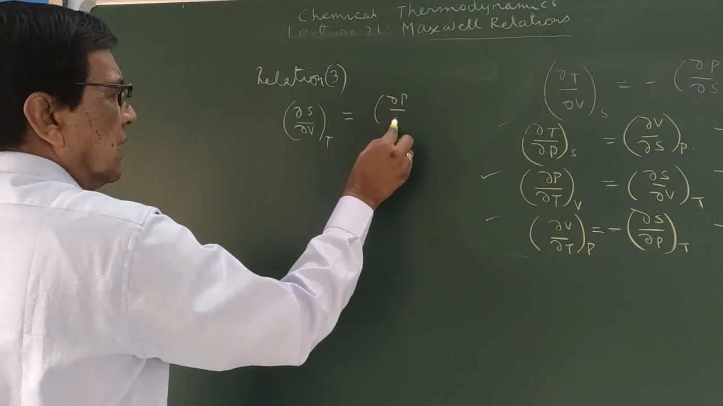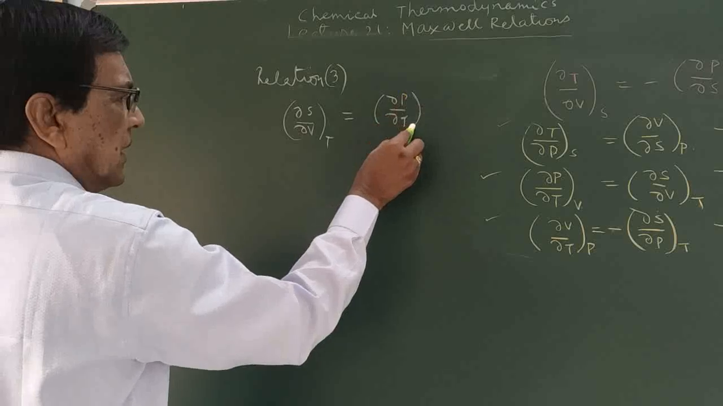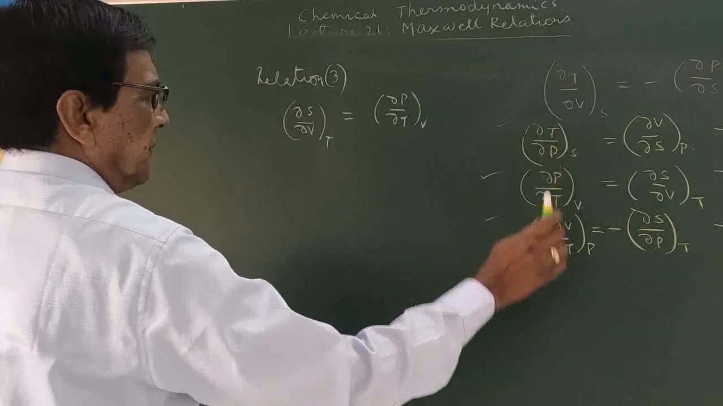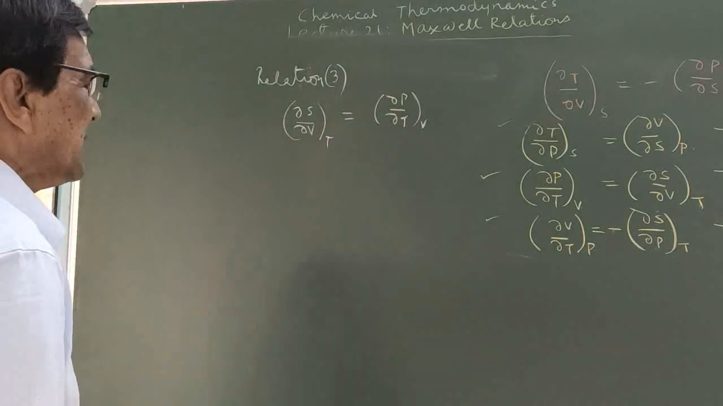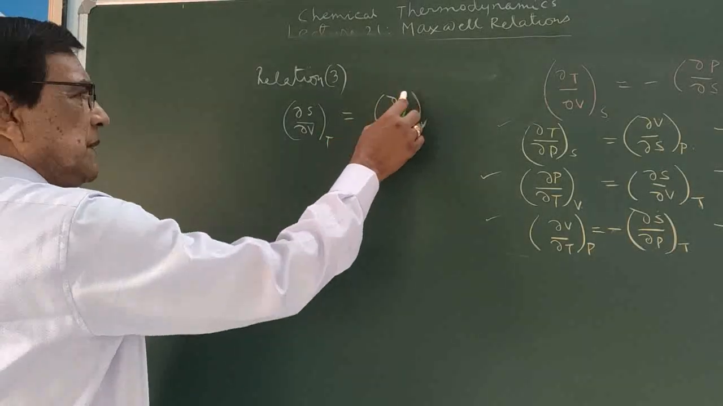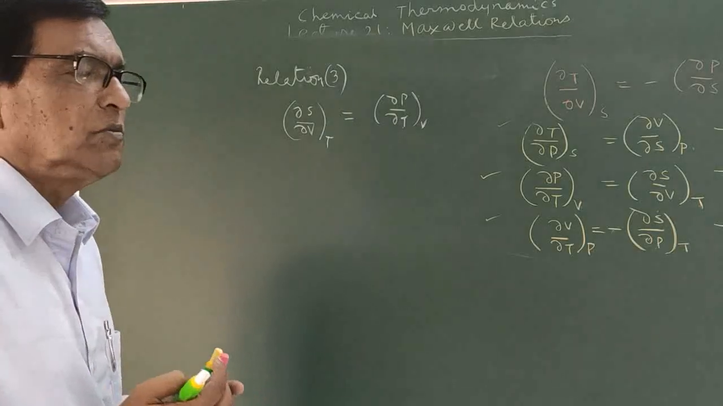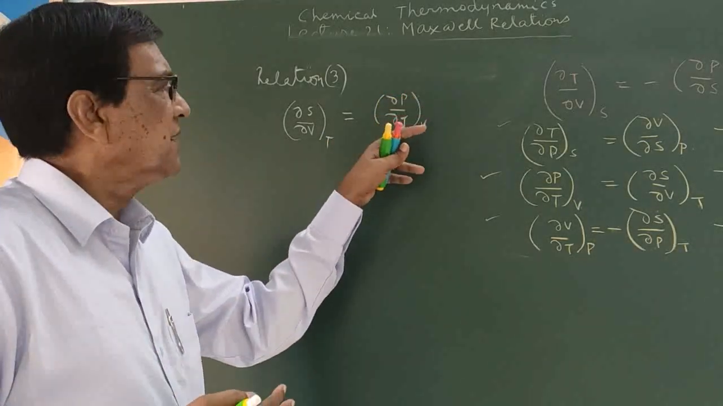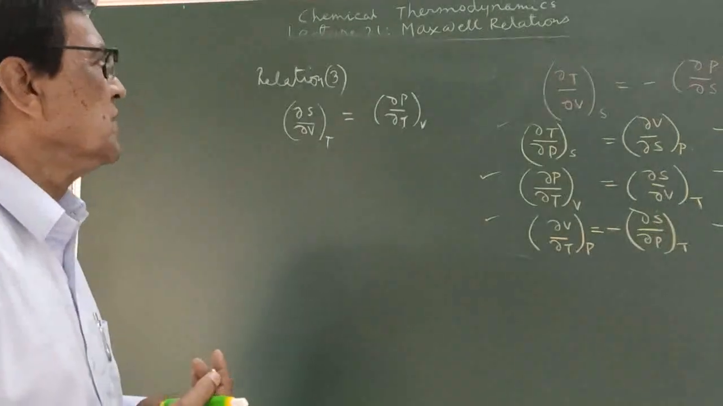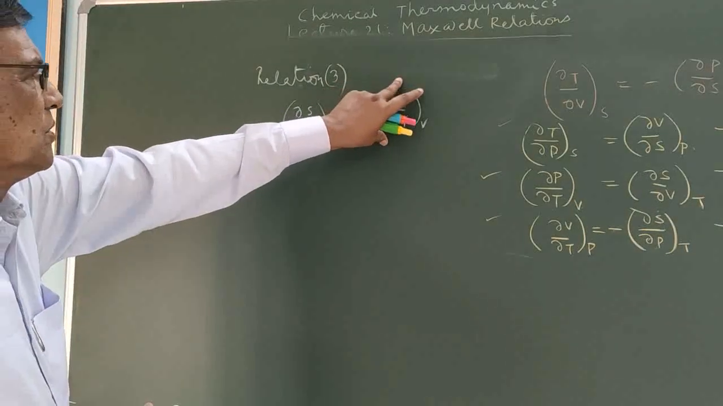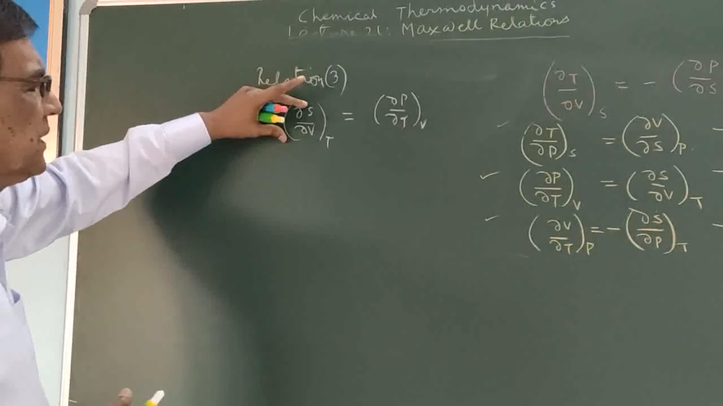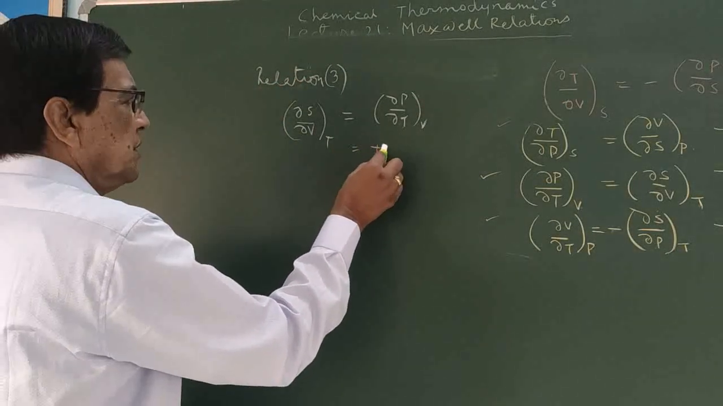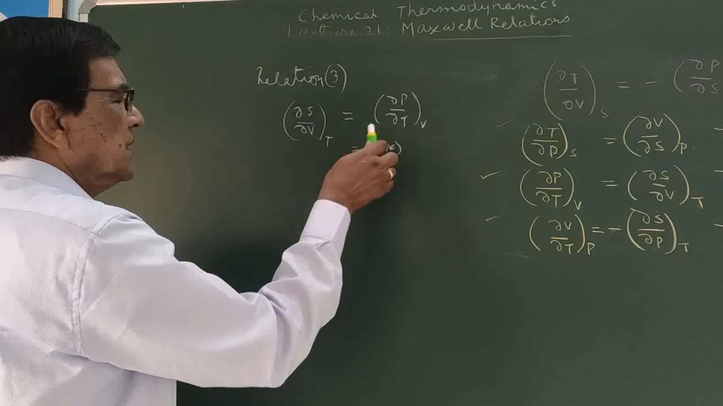by del T at a constant V. So this term is measured experimentally. You can determine, keeping the volume constant, what will be the increase of pressure by an increase of 1 degree temperature. So whenever this is known by experiment, this could be determined. And you can see this one is positive.